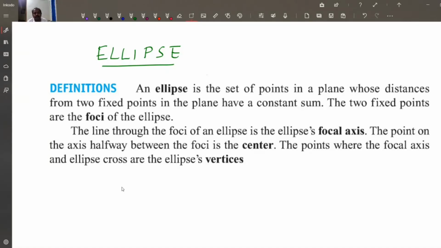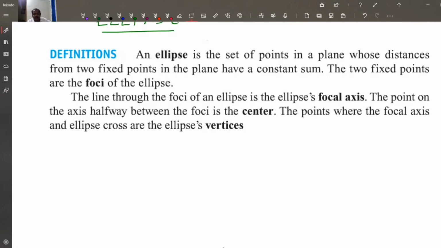An ellipse is the set of points in a plane whose distances from two fixed points in the plane have a constant sum. The two fixed points are called the foci of the ellipse. The line through the foci of an ellipse is the ellipse's focal axis. The point on the axis halfway between the foci is the center. The points where the focal axis and the ellipse cross are the ellipse's vertices. Now we can go into the details.